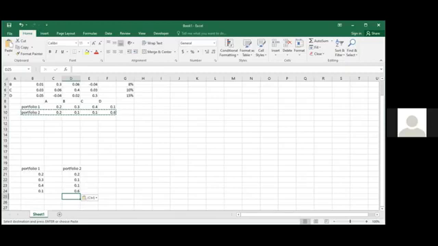And now we can start the calculations here. Now we try to calculate or estimate the mean, variance, and covariance of two portfolios. First we have to calculate the mean value, then the variance, and the covariance value.